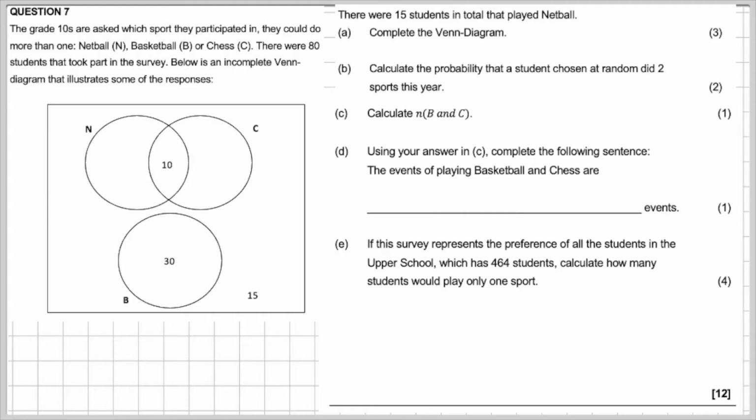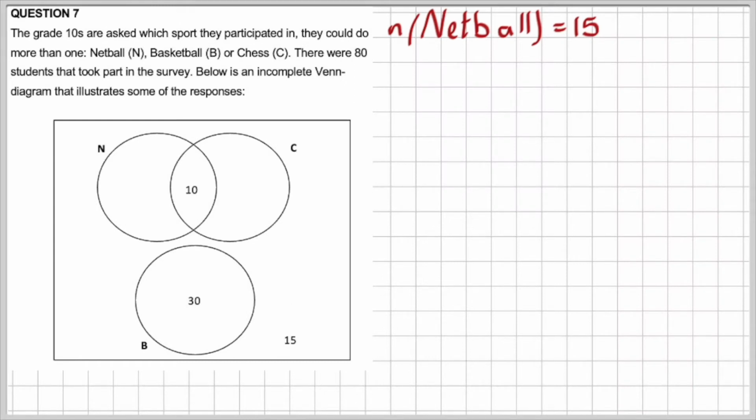So when we look at this, the first thing is, let's interpret the scenario. They've got 3 options to choose from: netball, basketball, and chess. There were 80 students in total. That is a very important thing. That means everything in your Venn diagram must add up to 80. Don't forget that little line above the A part, which says that there were 15 students in total that played netball. So if I look at question A, it says complete the Venn diagram.